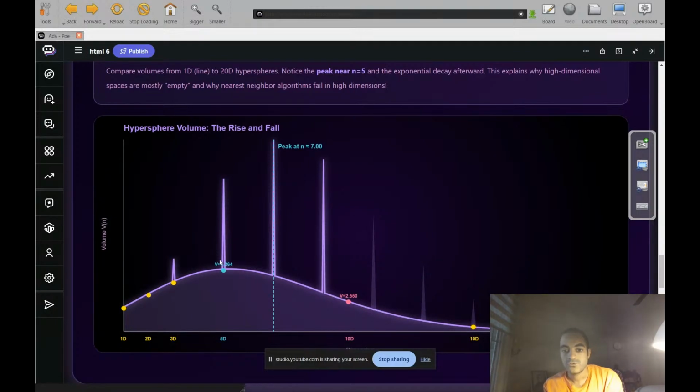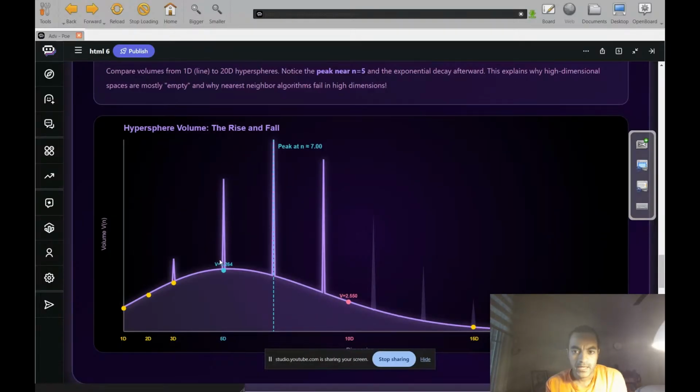Okay. So remember, it's very important for the behavior of this equation that it peaks near n equals 5 dimensions. After n equals 5, there's major exponential decay of the volume, right? Which means that the volume has to be, does anybody know? Exponential decay means decreasing, right? Because if there's major exponential decay, the volume has to be decreasing.